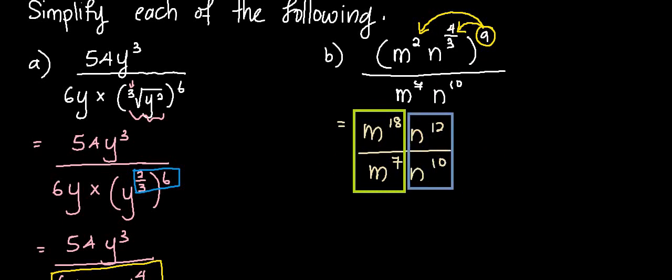Okay, so now when you're solving them, m power 18 and m power 7, 18 minus 7 here, you have remainder 11. And the next one, n power 12 and n power 10, 12 minus 10 here you would get 2. So what is remaining at the bottom or at the denominator? There's nothing remaining. At the top you only have m power 11 and n power 2. And nothing is remaining at the bottom, so this would be your final answer.